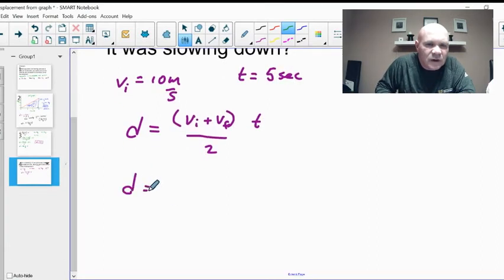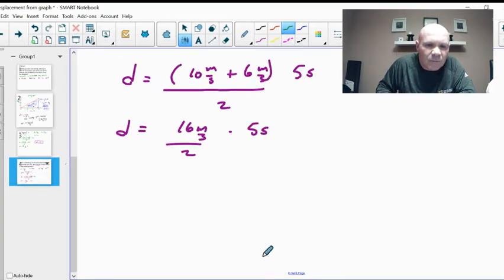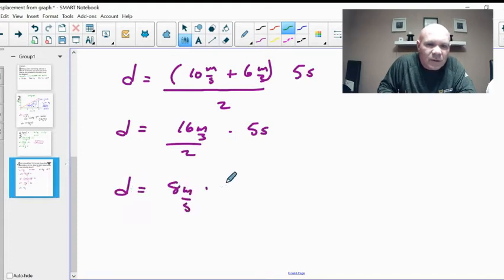Okay, so our distance is going to be the initial velocity, 10 meters per second, plus our final velocity, 6 meters per second. Divide the answer by 2 and multiply it by the time, which was 5 seconds. Distance will be 16 meters per second divided by 2 times 5 seconds. 8 meters per second times 5 seconds. Distance will equal 40.